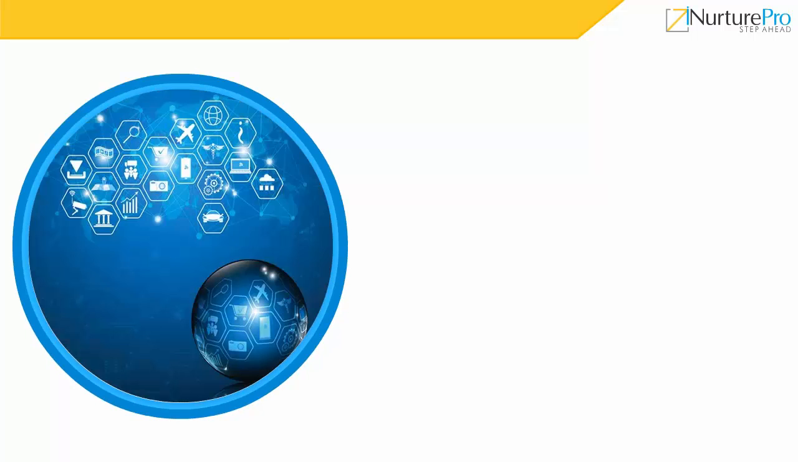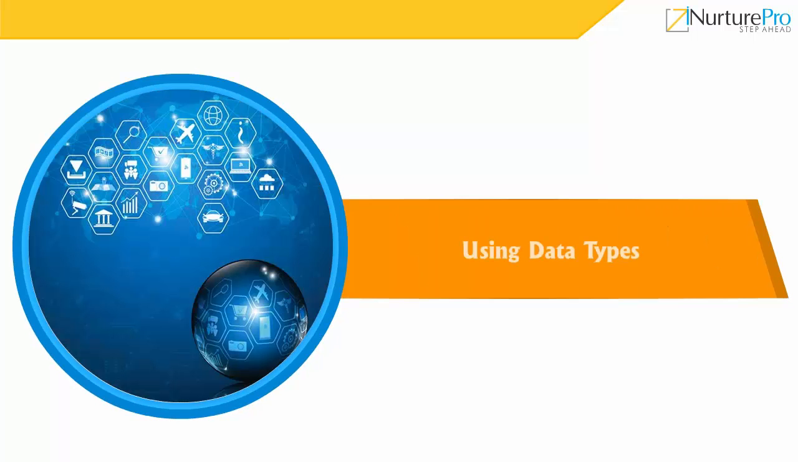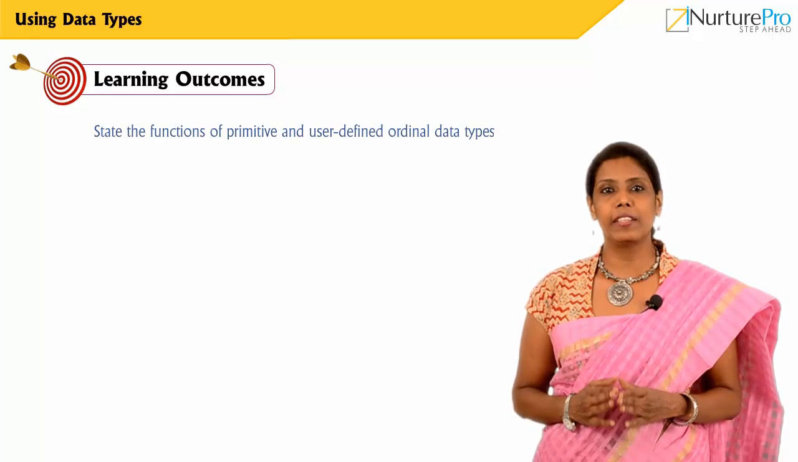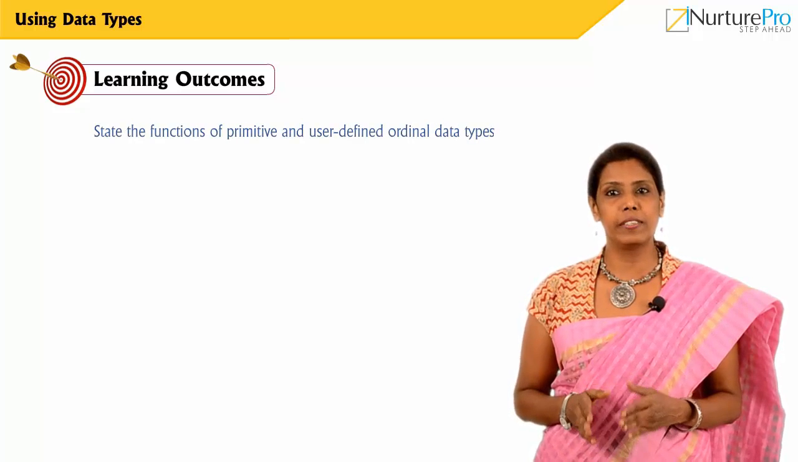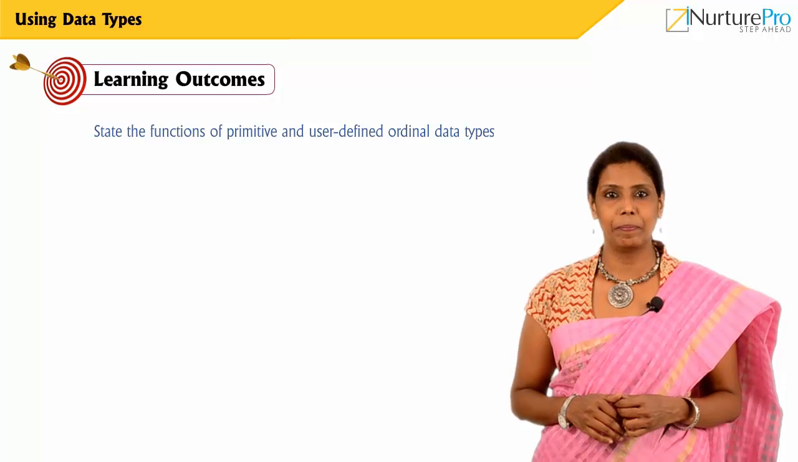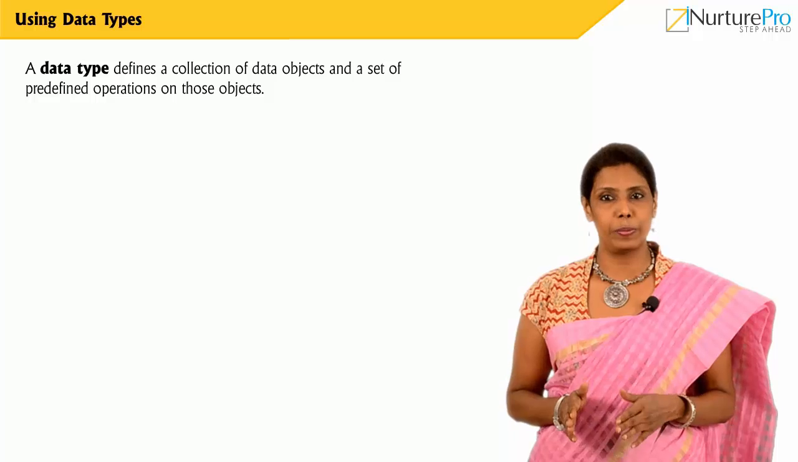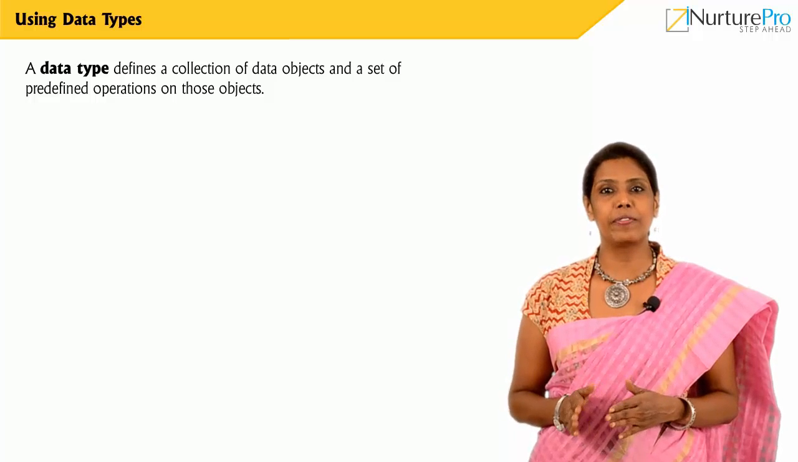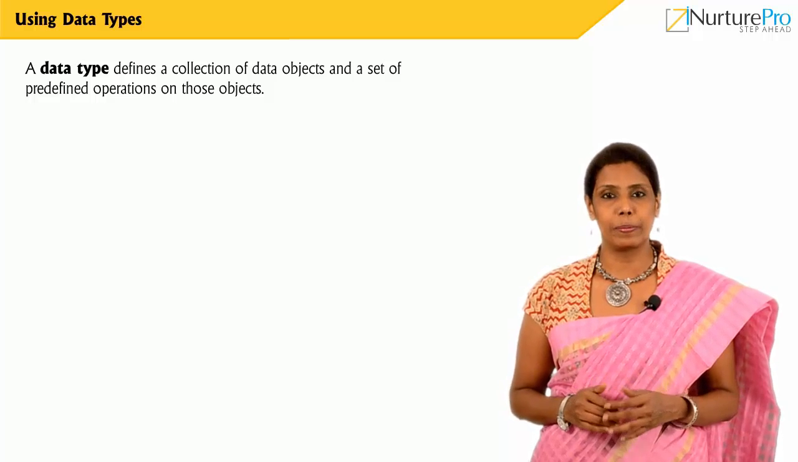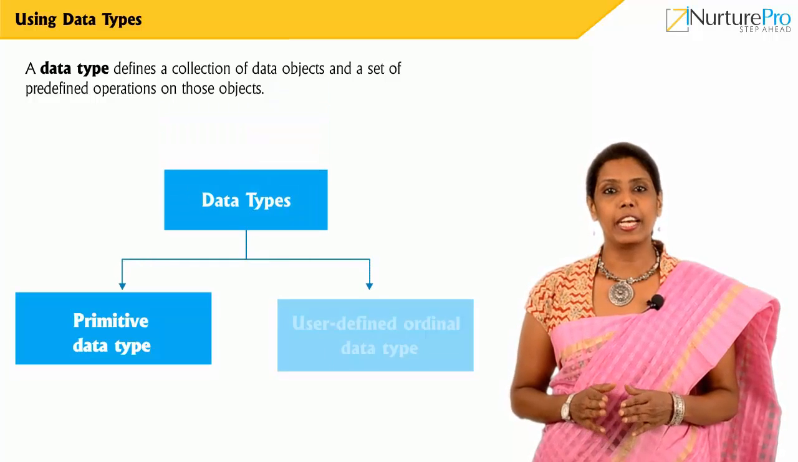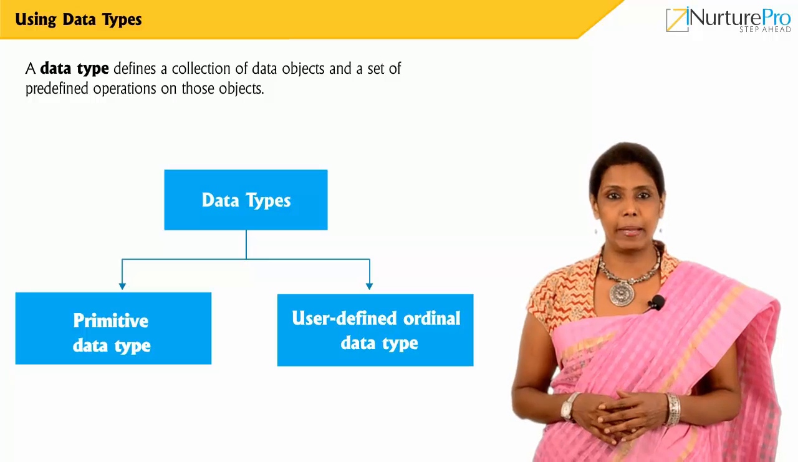In this video, we will discuss the functions of primitive and user-defined ordinal data types. At the end of this video, you will be able to state the functions of primitive and user-defined ordinal data types. A data type is defined as a collection of data objects and a set of predefined operations on those objects. The two data types we are going to discuss are primitive and user-defined ordinal data type.